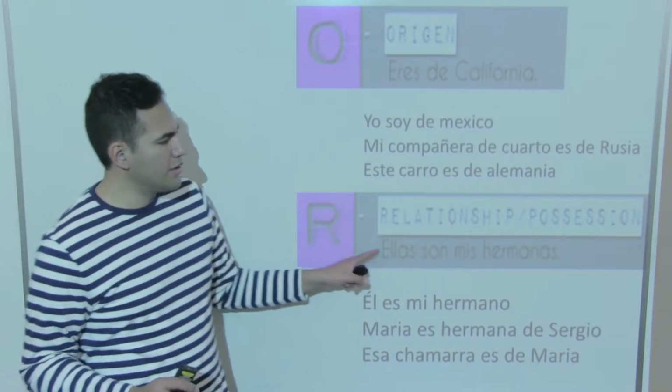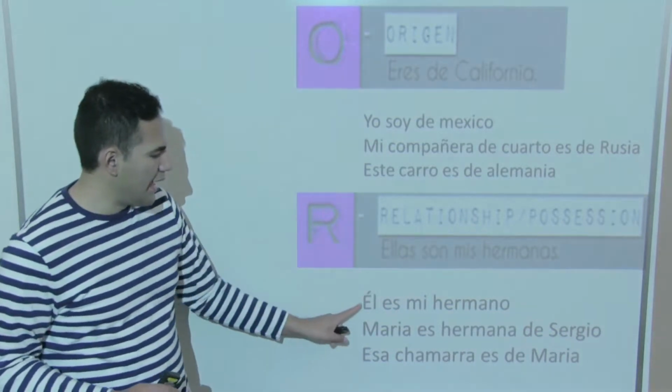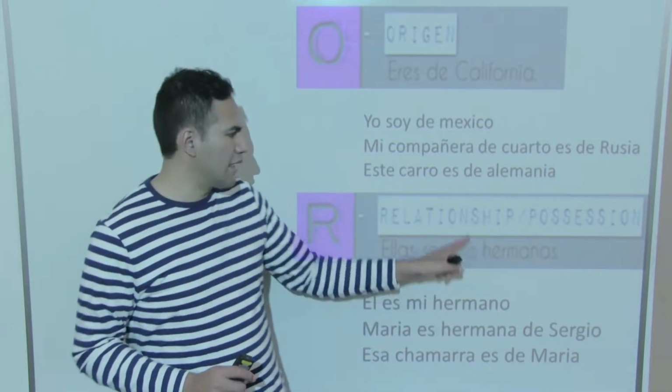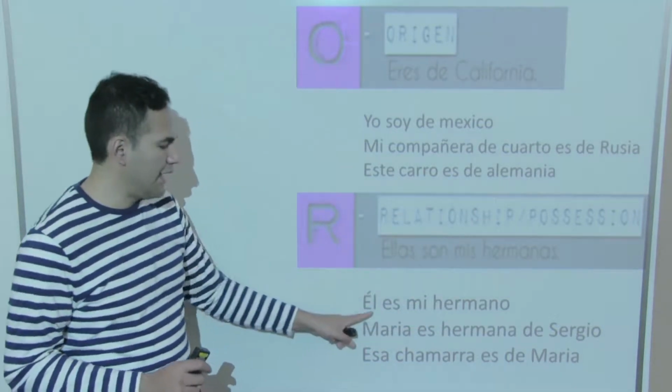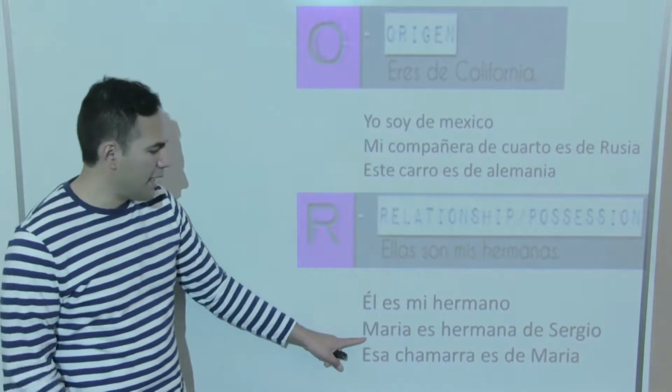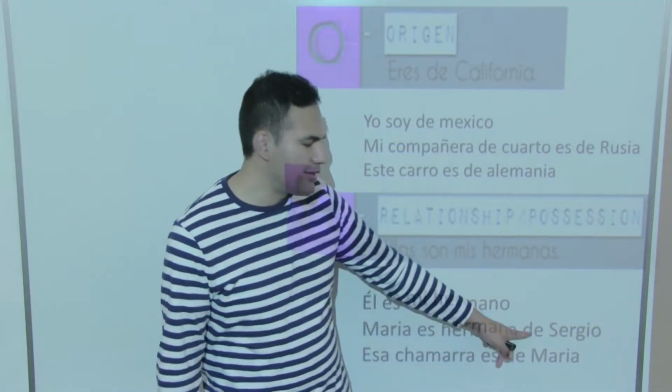And the last one, relationship and possession. Él es mi hermano. We're talking about relationships, right? Él es mi hermano. He's my brother. María es hermana de Sergio.